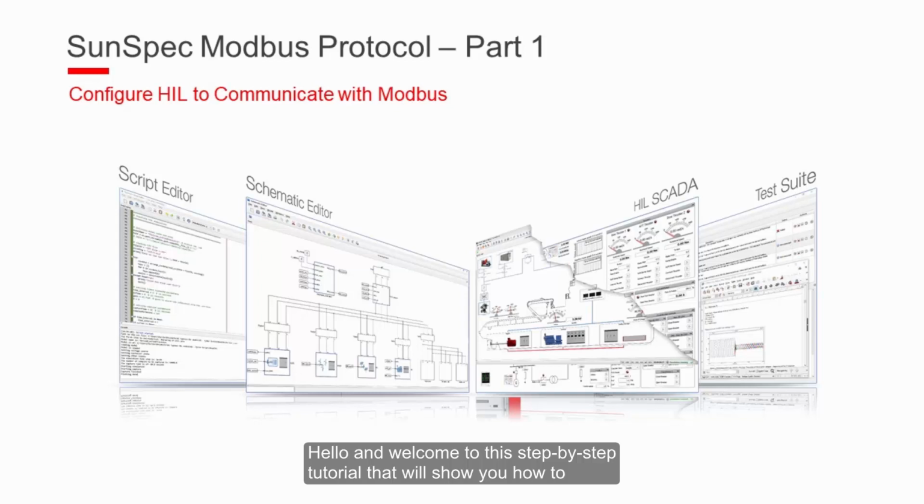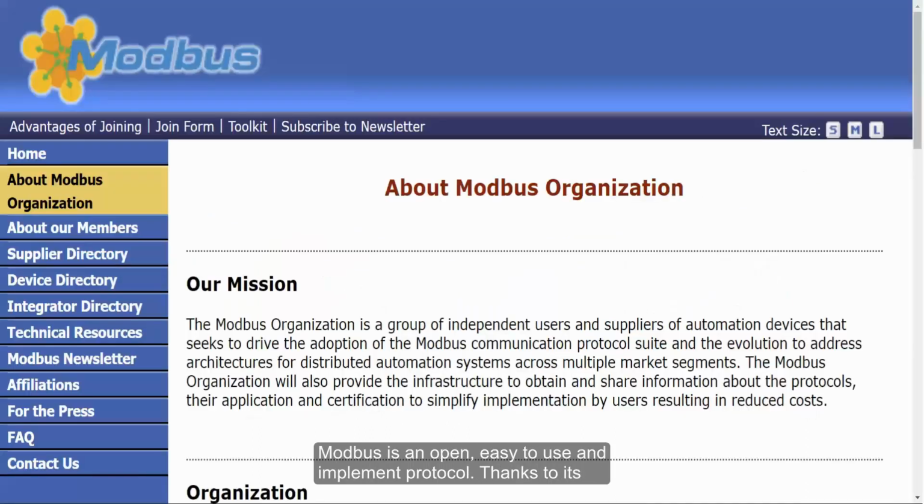Hello and welcome to this step-by-step tutorial that will show you how to configure your HIL device to communicate with Modbus protocol. Modbus is an open, easy to use and implement protocol. Thanks to its simplicity, the Modbus protocol has become a standard communication protocol in the industry and is now the most commonly available means of connecting industrial electronic devices.